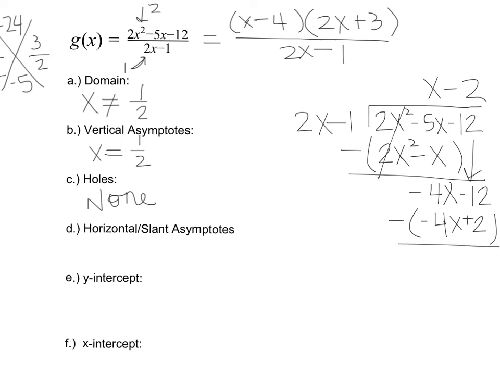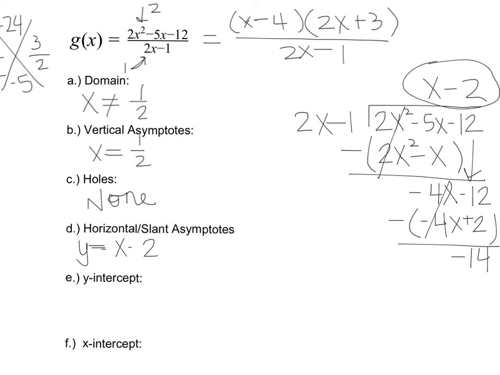And then negative 2 times negative 1 is positive 2. Put it in parentheses, we're subtracting. Negative 4x minus a negative 4x cancels. Negative 12 minus 2 is negative 14. But remember, we don't care about the remainder when we do the long division. We only care about what we end up with as our quotient at the top. So our slant asymptote is going to be the equation y equals x minus 2.